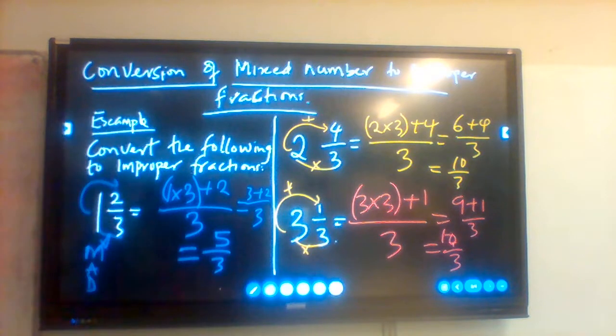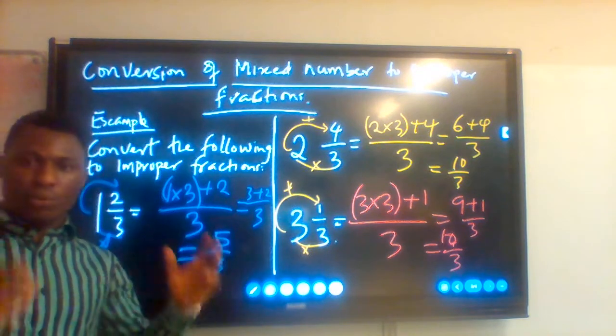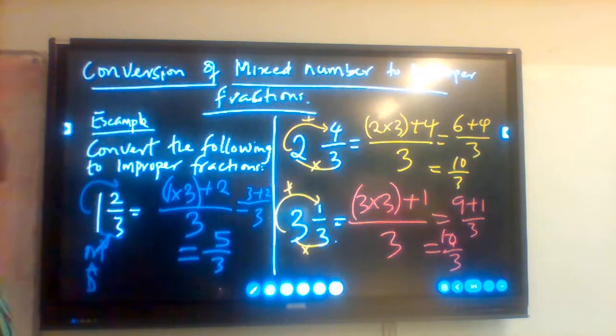The major thing there is to use the denominator to multiply the whole number part, and add your result to the numerator, all over the denominator. Simply put, I hope we understand this. Okay? If that one is taken, let's now go to the reverse.